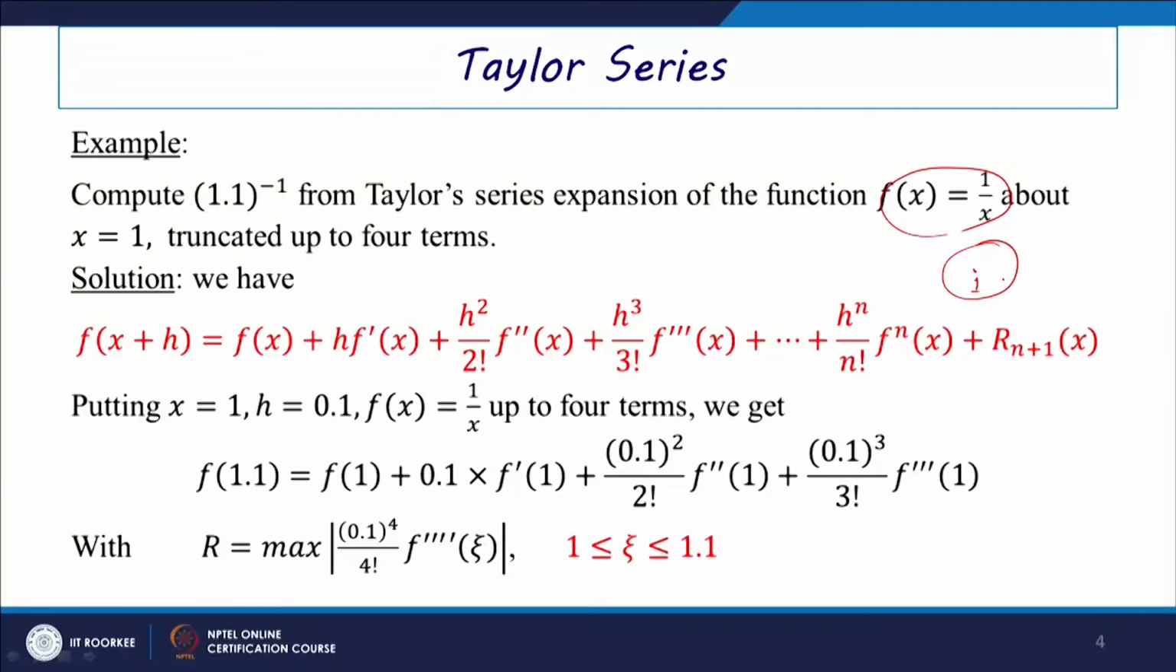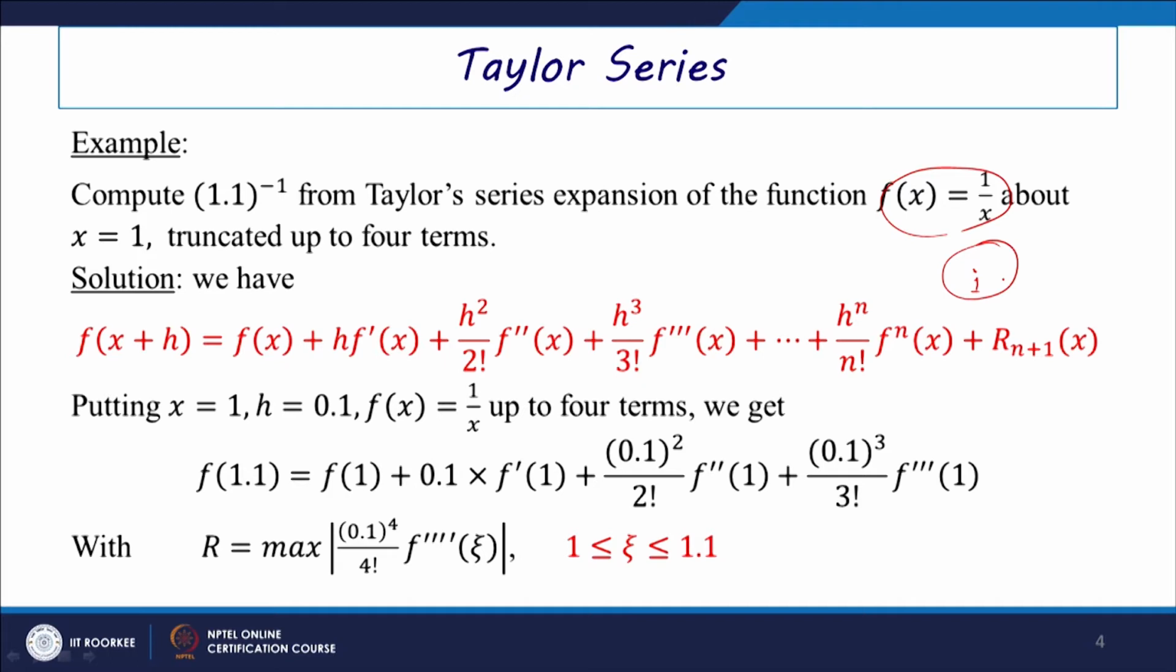So if you put x equals 1 here, since the question is to find the Taylor series expansion of the function f of x equals 1 by x at x equals 1, we can expand this series up to 4 terms, that is, in the form of f of x.